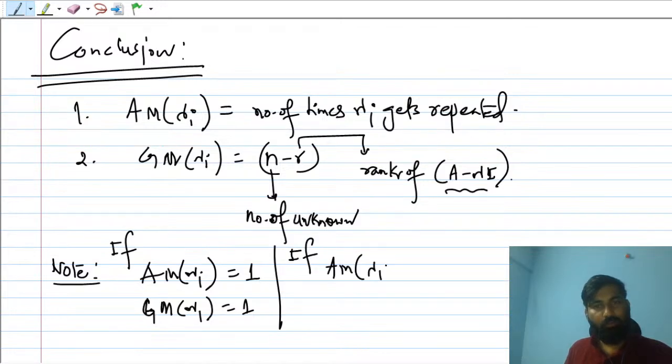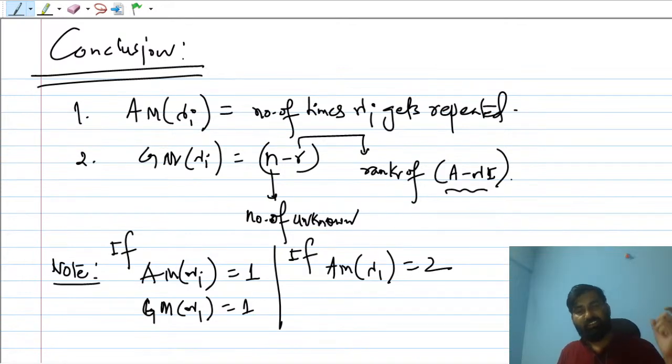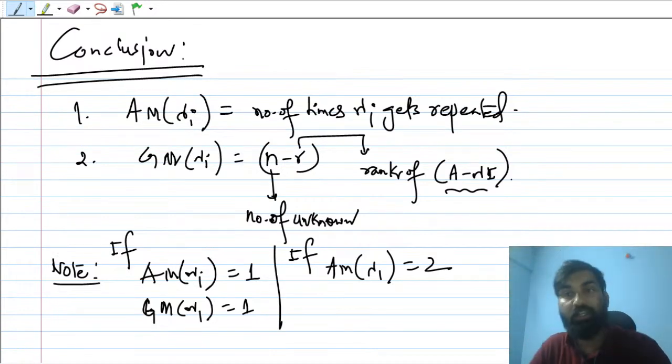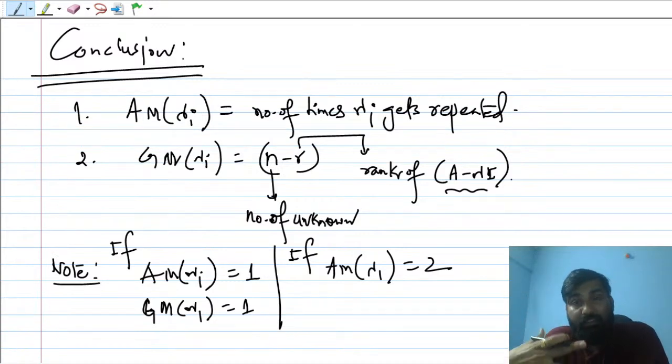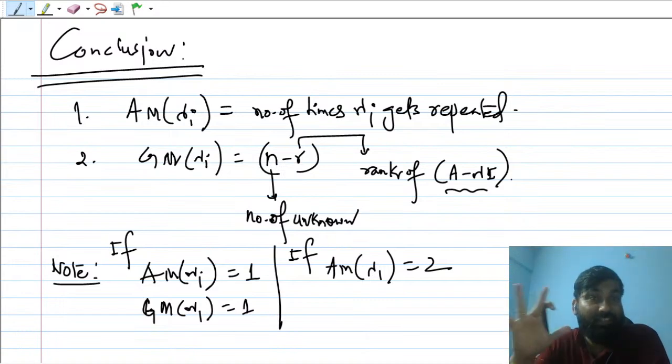If the AM of lambda 1 is 2, suppose lambda 1 is getting repeated two times, AM is nothing but 2. And why do we call it geometric multiplicity? That is also another very important point. See how we do vector interpretation. Since the beginning, when I started linear algebra, I have been emphasizing the geometrical interpretation of linear algebra, right? That was the vector interpretation.